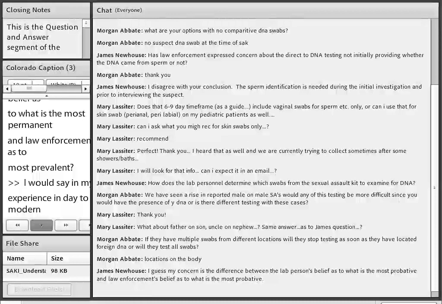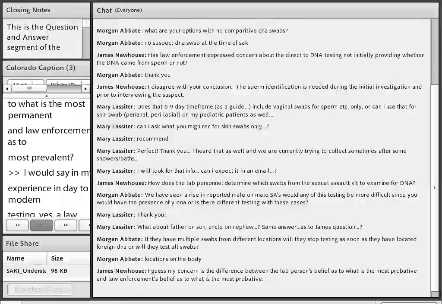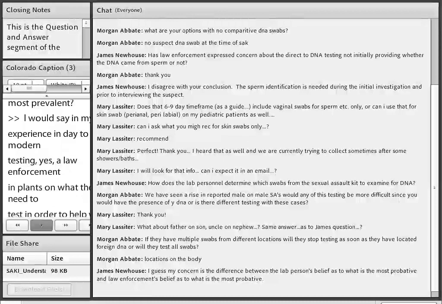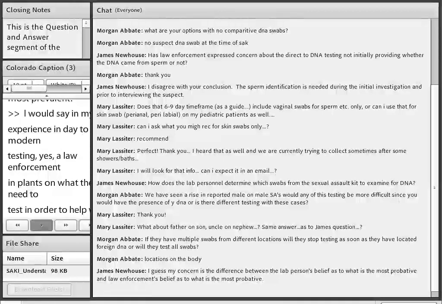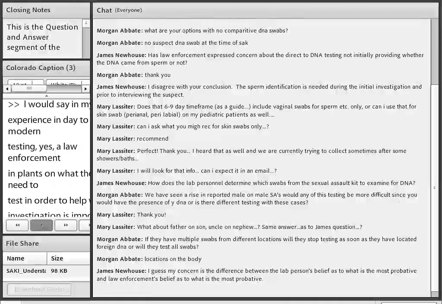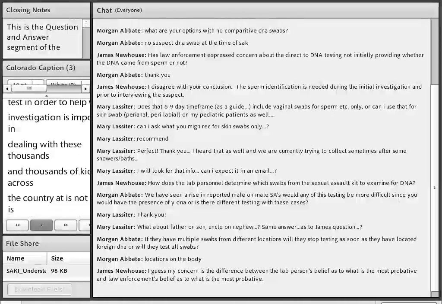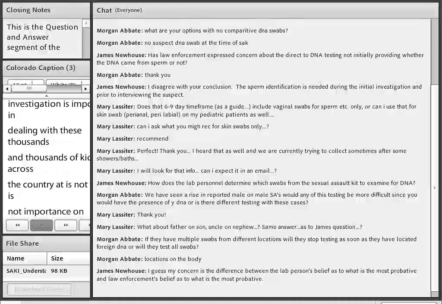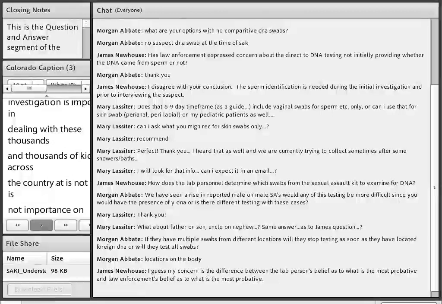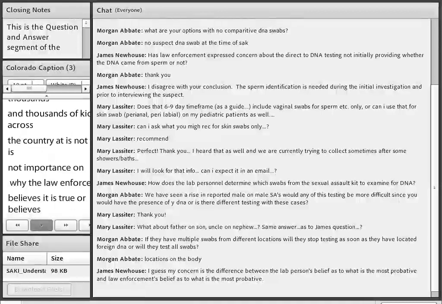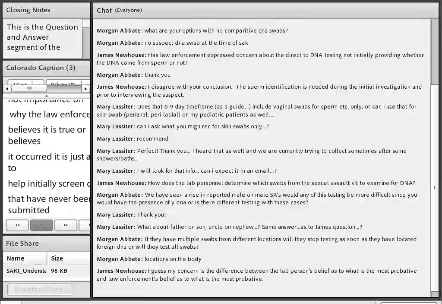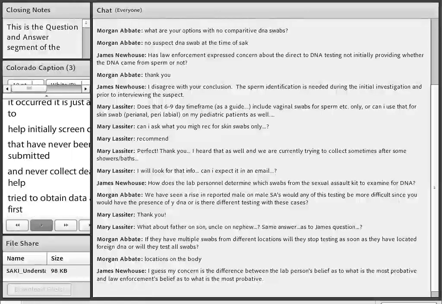In dealing with these thousands and thousands of kits across the country, it's not that there is not importance on what the law enforcement believes is true or believes occurred. It's just a way to help initially screen these cases that have never been submitted, that have never been collected, to help try to obtain data as a first wave. And then, I don't really see the end to this right away. There's going to be additional studies that can be done afterwards, additional ways to look at the cases.